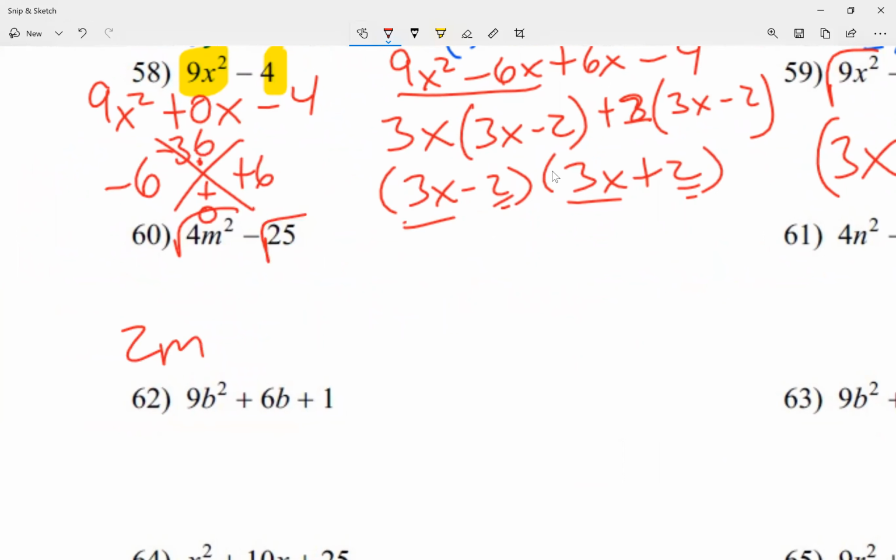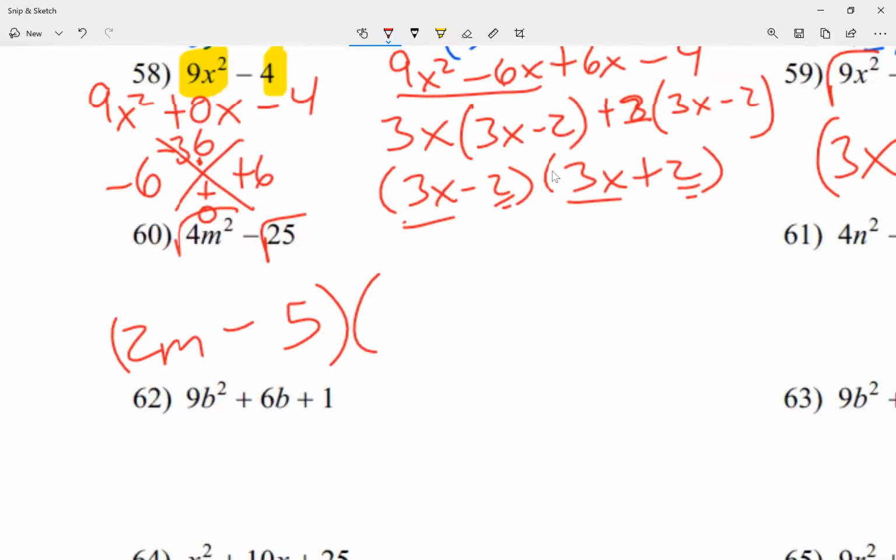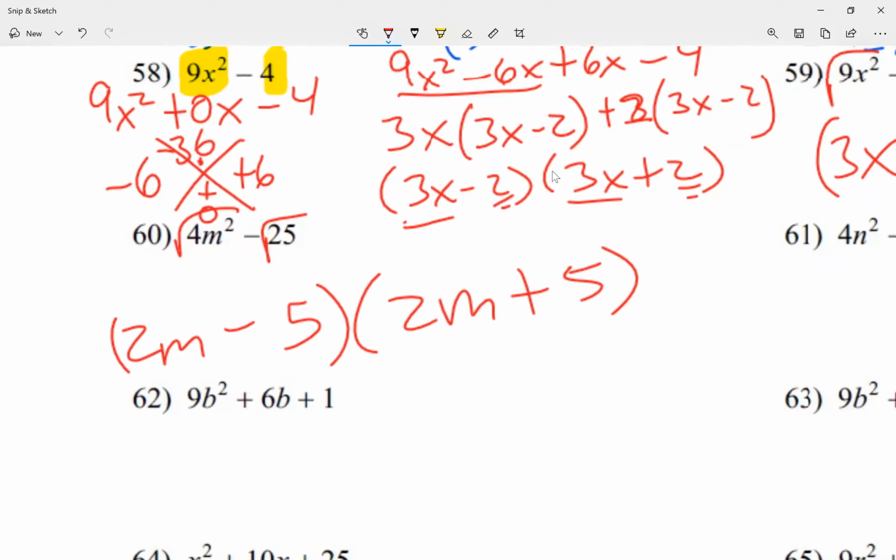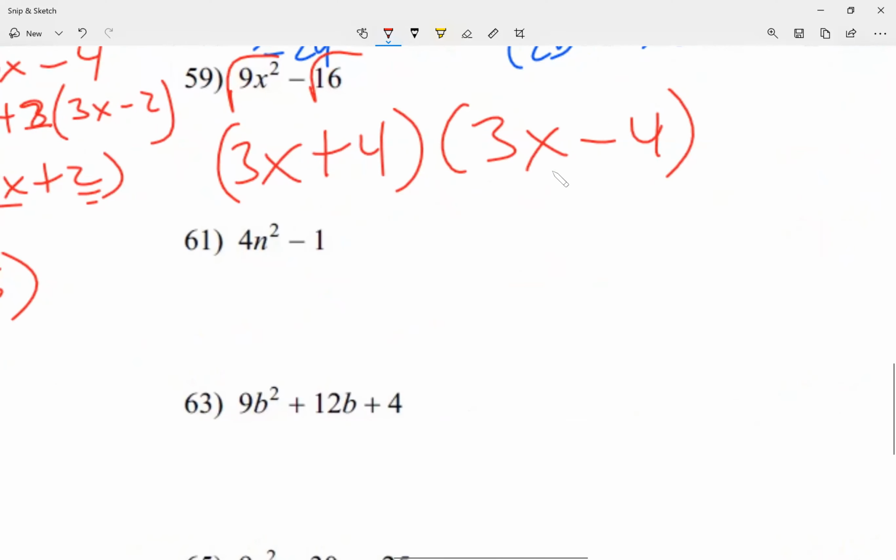The square root of 25 is 5. So one of my parentheses will be 2m minus 5, and the other one is 2m plus 5. One of them has a plus sign, one of them has a minus sign. It doesn't matter which one comes first. Intentionally, in the previous question, my first parentheses had a plus. This one has a minus first. It doesn't matter. Let's take a look at number 61.